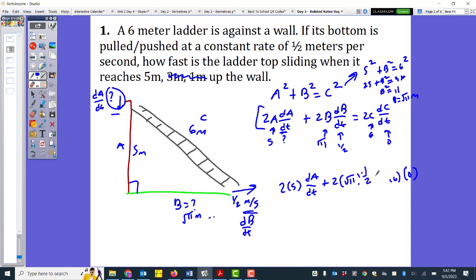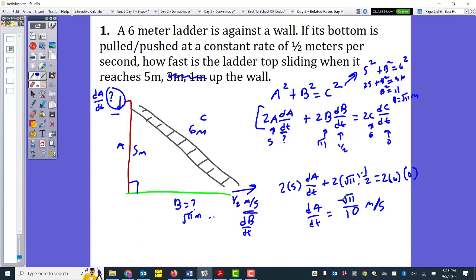Times 1/2 equals 2 times 6 times 0. And now we're just going to try and get dA over dt by itself. So dA over dt equals the 2 and root 2, or 2 and 1/2 will cancel. So root 11 over 2 times 5 is 10 meters per second. Now here's the thing. We need to figure out, or should be negative. So we need to also take into consideration what a negative and positive means in this problem.